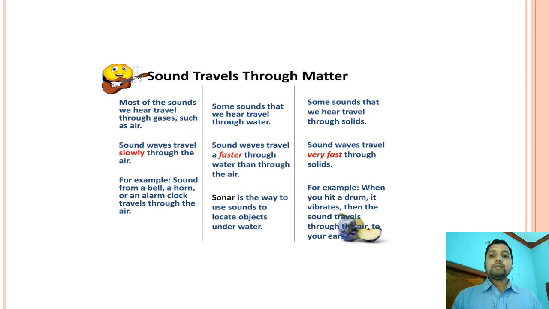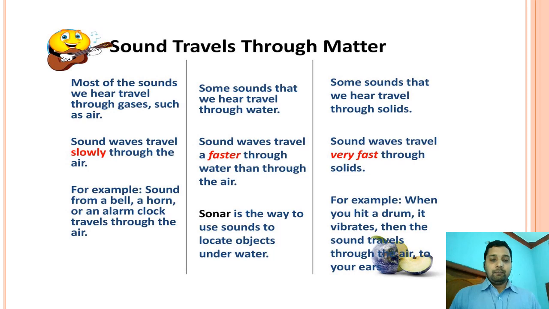Sound always travels through a medium. Because of vibration, the disturbance has to go from one part to another. So sound needs a material medium. Sound travels at maximum speed in solids, then in liquids, then in gases. Because solid particles are very closely packed, in liquids there is a little bit of gap between them, and the intermolecular space is maximum in gases. For that reason, the speed of sound is maximum in solids, then liquids, then gases.